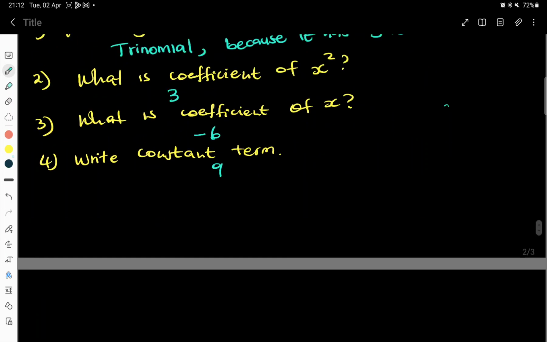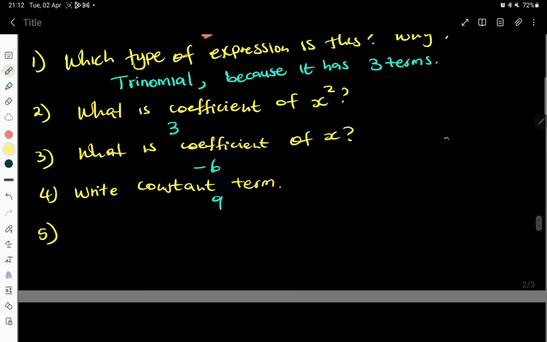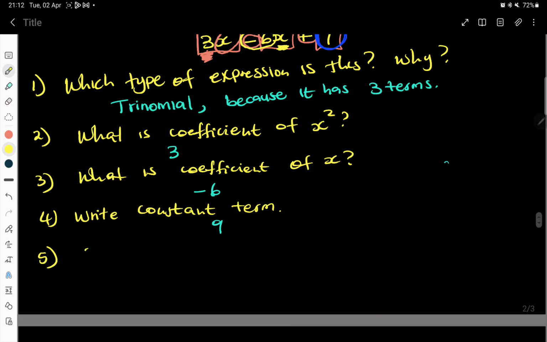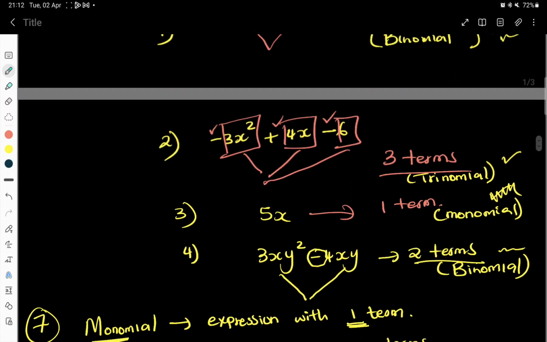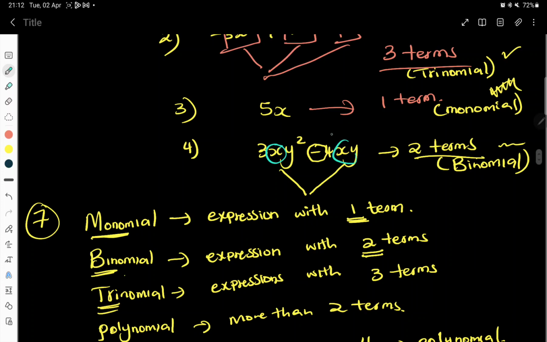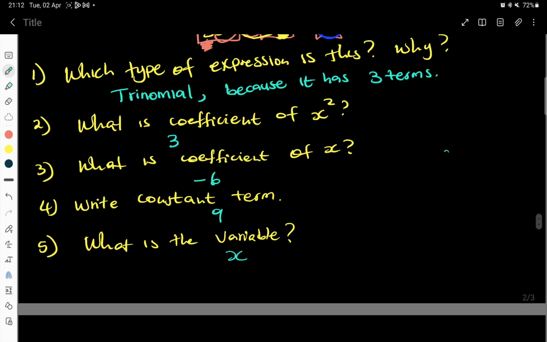Alright, then we have number 5. They can ask you, what is the variable there? Or write down the variable. Our variable there is x. You only have x as a variable. Sometimes the expressions might have x and y. Just look at this one. The variables here are x and y. Sometimes can be x, y, z, or a squared, or b. It depends. So just note that the variables are the letters.